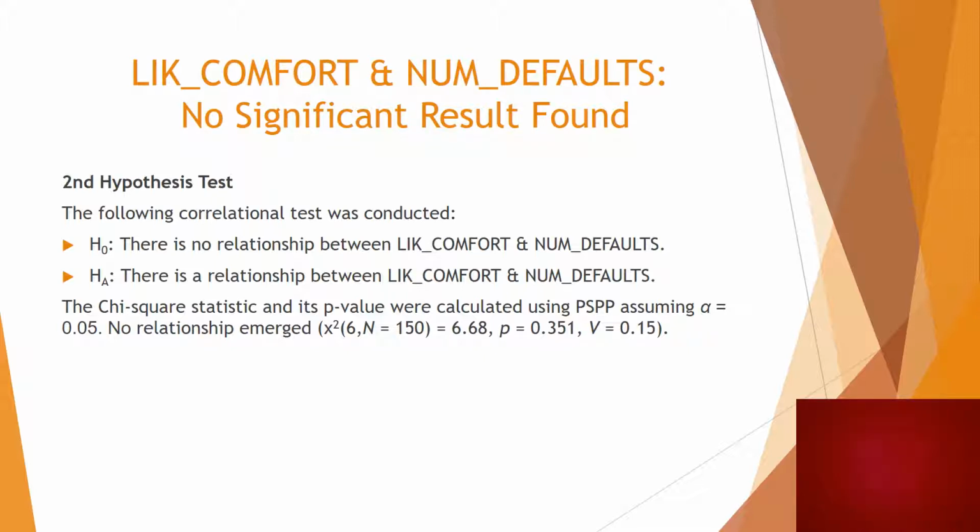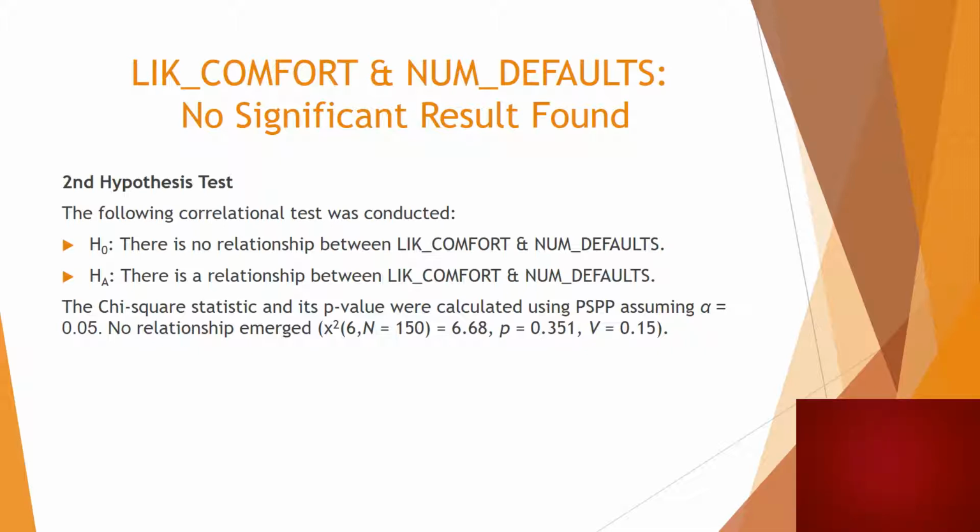So the second hypothesis test, again, is that Likert question that was presented to them about their level of comfort with their current financial situation. And we looked at that compared to the number of defaulted loans that they have. Again, this was not a significant relationship. The null hypothesis said that there would be no relationship between their response on that Likert comfort measure and the number of defaulted loans. The alternate hypothesis said that there would be a relationship between that Likert comfort response and the number of defaulted loans, but there was not a significant relationship found.